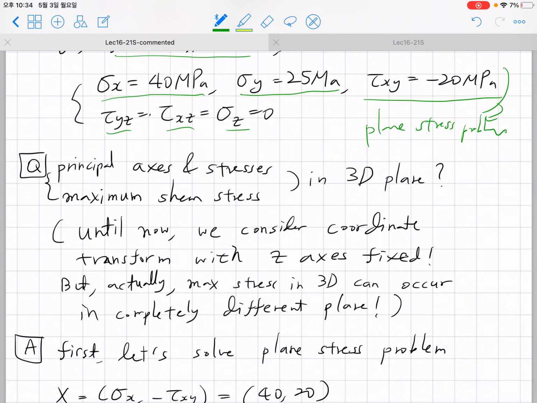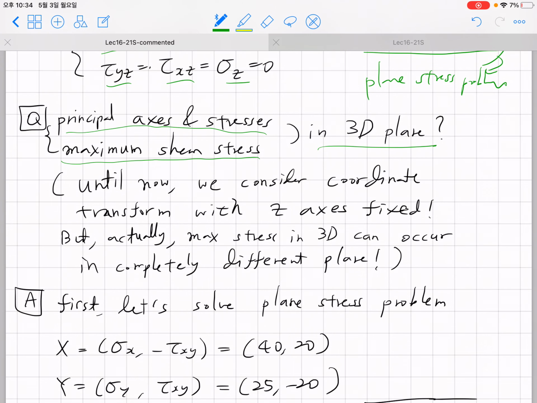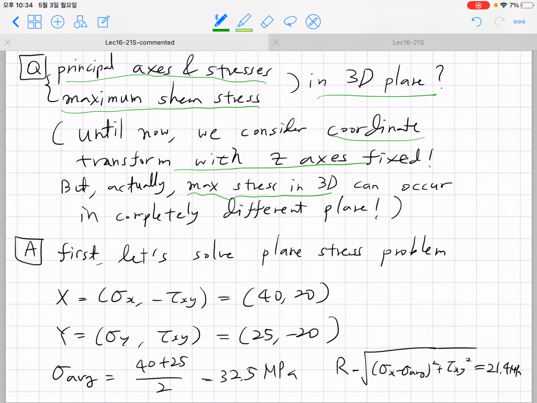Then somebody asks, what is principal axis and stress in 3D plane? What is maximum shear stress in 3D? Until now we only considered coordinate transforms with the z-axis fixed, or rotation of xy with respect to the z-axis. However, maximum shear stress in 3D can occur in a completely different plane, so let's see if that's the case. First, let's solve the plane stress problem.